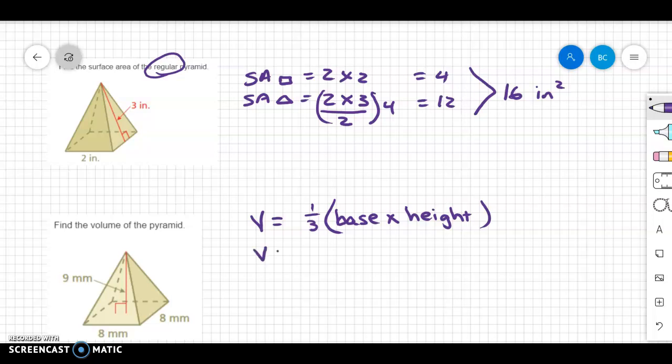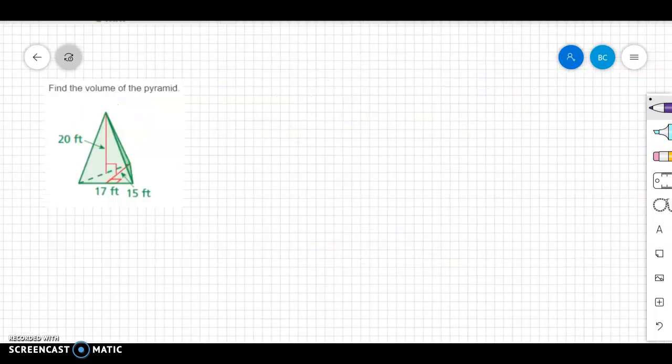So in this case, my base of my pyramid is going to be 8 by 8. And then I'm multiplying it times the height of the pyramid. And again, notice that this is the pyramid's height, not the slant height. So that's 8 times 8 times 9, and then that whole thing gets multiplied by 1/3 because it's a pyramid. So again, when I do those calculations, I find that my volume is 192 millimeters cubed.